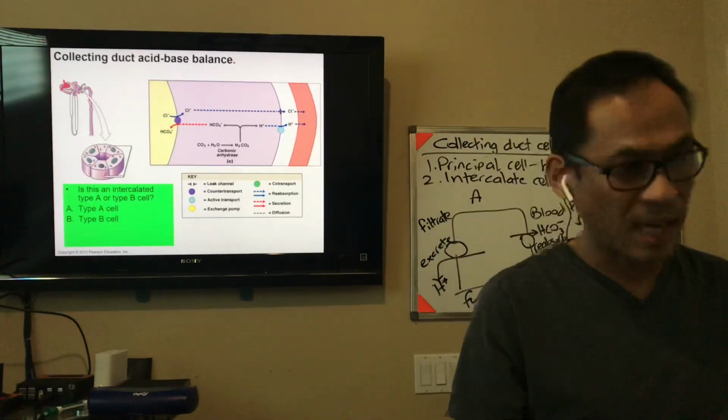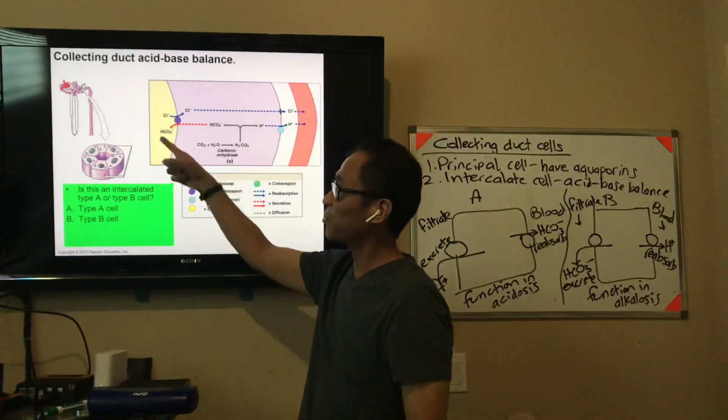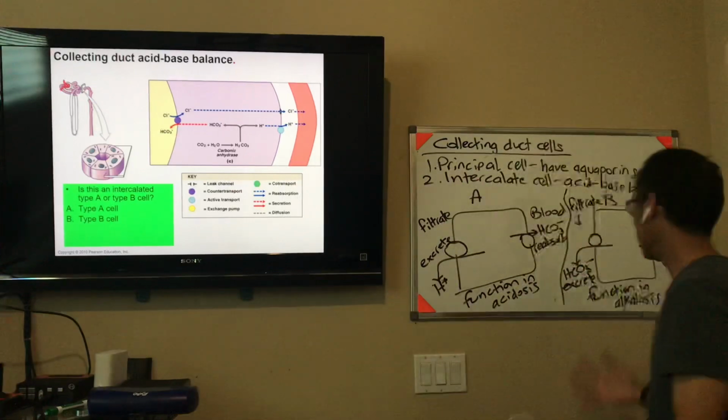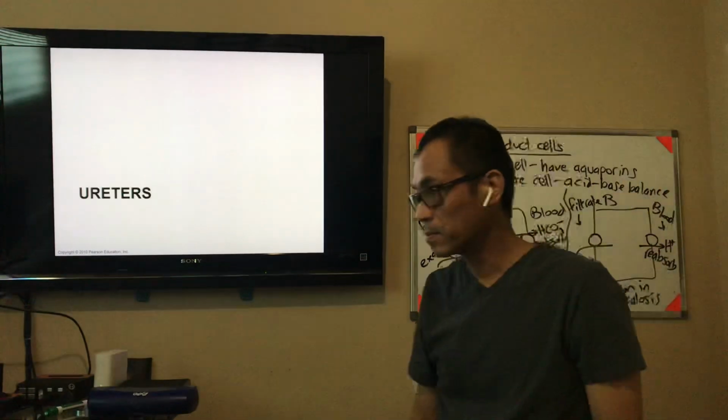So what kind of cell is this, the type A or the type B? Give you some time to think about that. This is the filtrate, that's the blood. If you're excreting the base, reabsorbing the acid, that's this one here. So that's a type B cell. All right, let's move on.